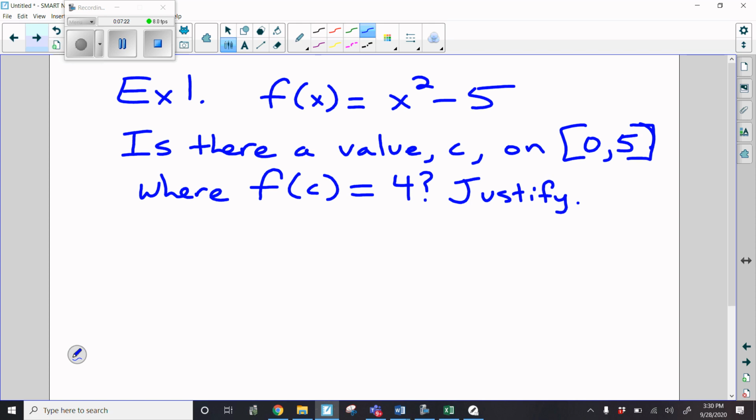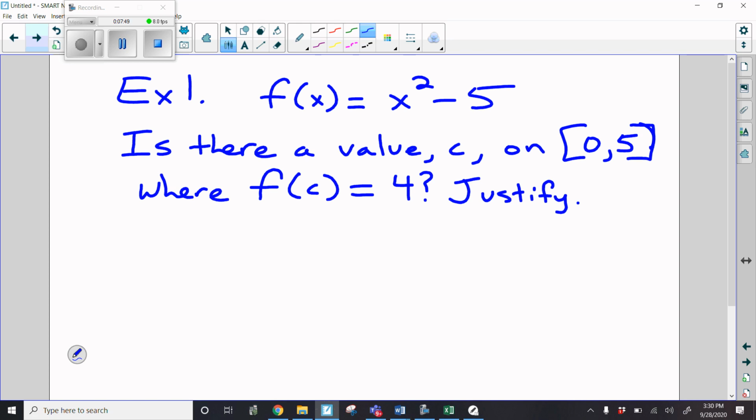Okay, so here's the problem. We're given this function f of x. It says f of x equals x squared minus 5. Is there a value c on the closed interval 0 to 5 where f of c equals 4? Justify. Because we're saying justify, we cannot just simply say yes or no, or yes, it's continuous, right?